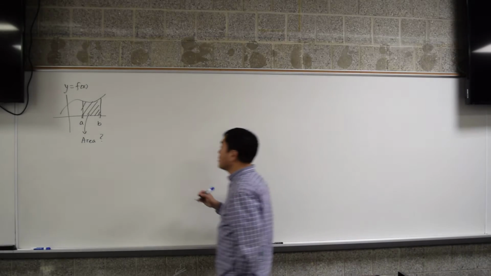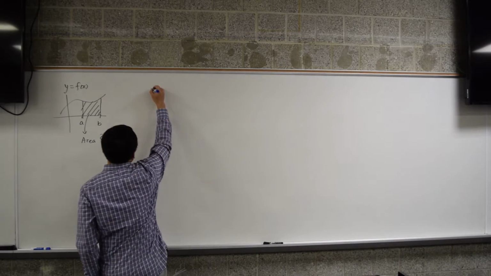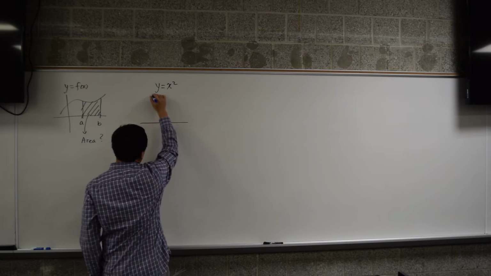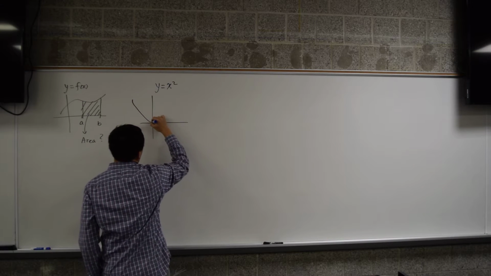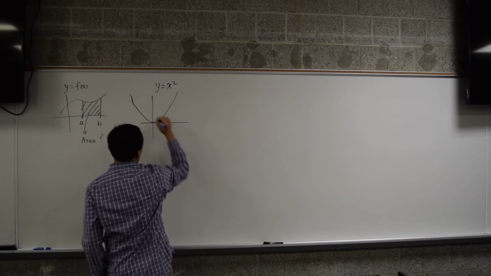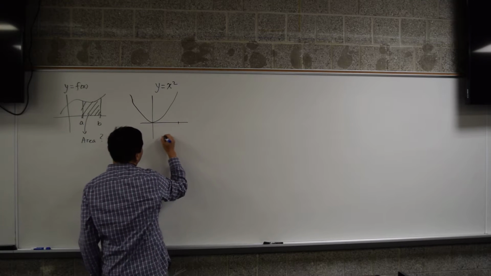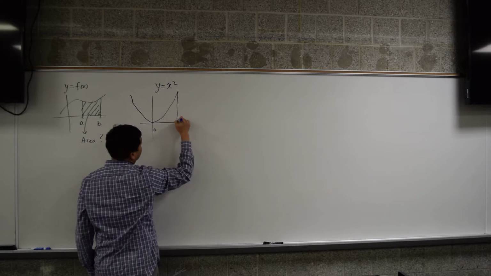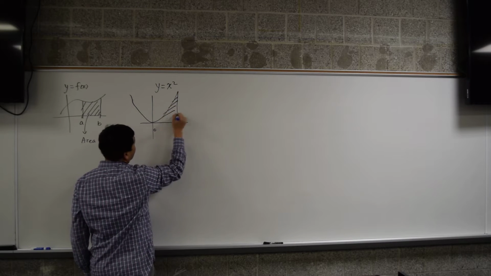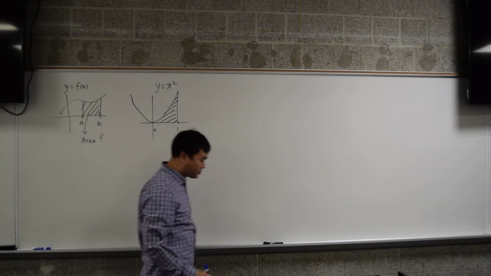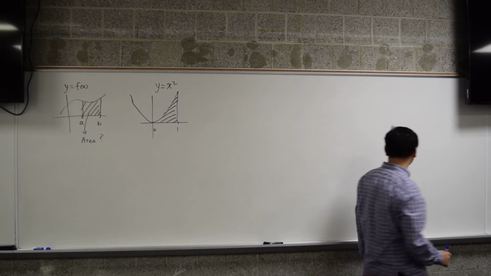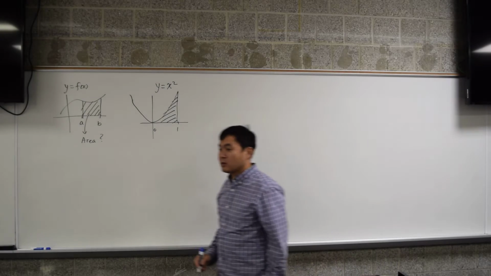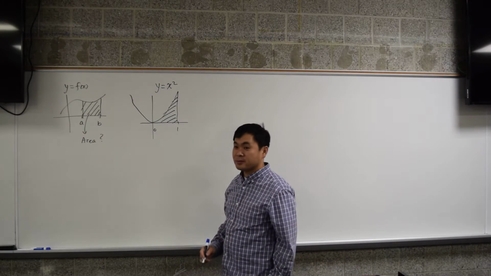So let's say you have y equals x squared. Let's think about a very simple example. And I'm interested in the area under the curve over 0 to 1. The question is, what is this area?